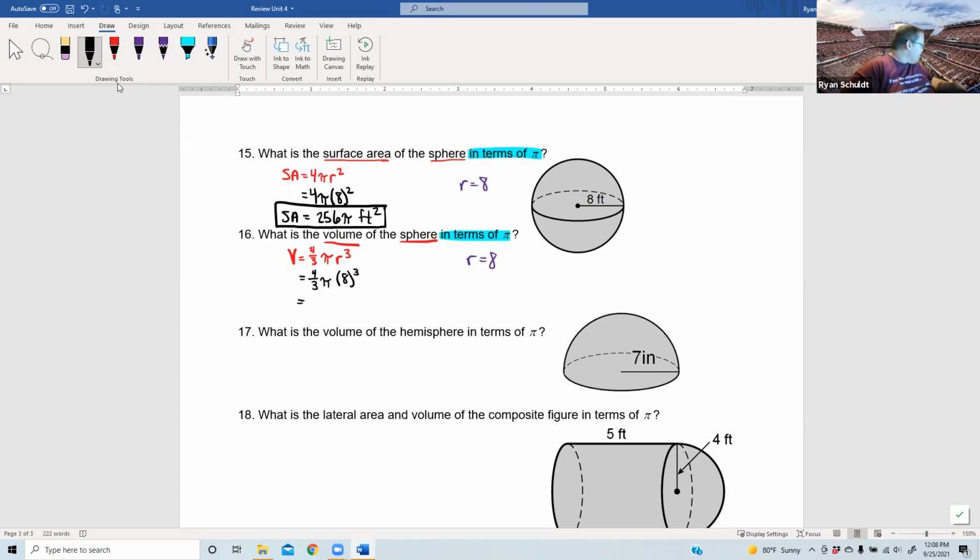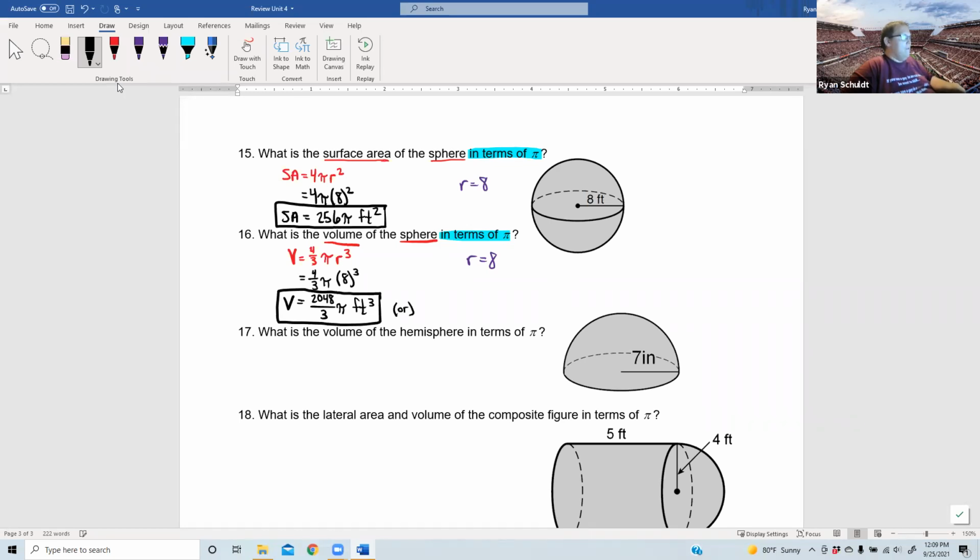Now that gets us a fraction. It's going to be 2048 over 3 pi feet cubed. That's the answer I would like to see.